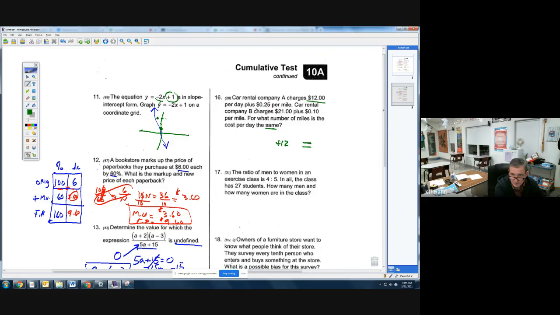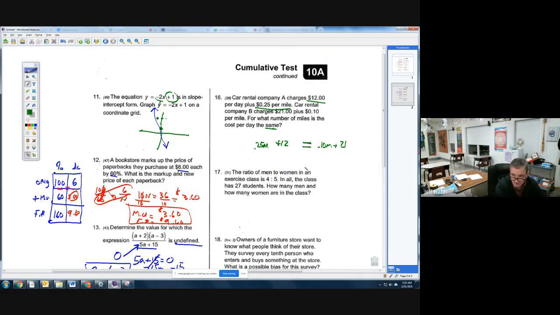Okay, we're doing 25 cents per mile. So I am taking 25 cents times every mile. So I'll put the letter M there, plus $12. When will that equal 10 cents a mile, plus this time you're paying $21 a day.